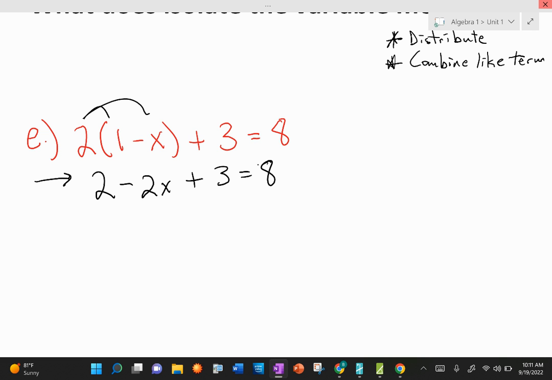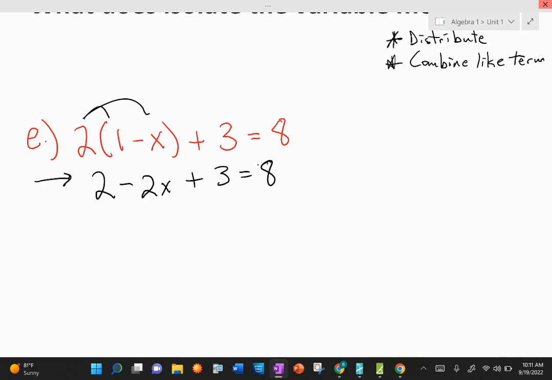Now, if we combine like terms, which 2 terms are we going to combine on the left side? Yeah, 3 and 2. So we got to pause. Now, this part always trips students up. We have 2 minus 2x plus 3. So how are we combining the 2 and the 3? You're going to add them together. Yeah. Okay.